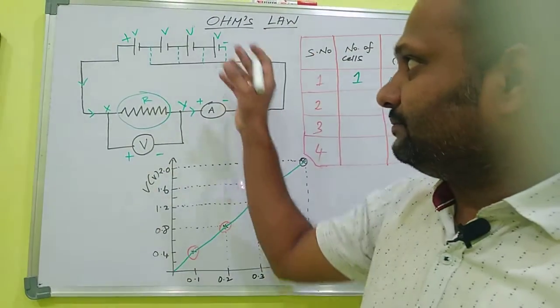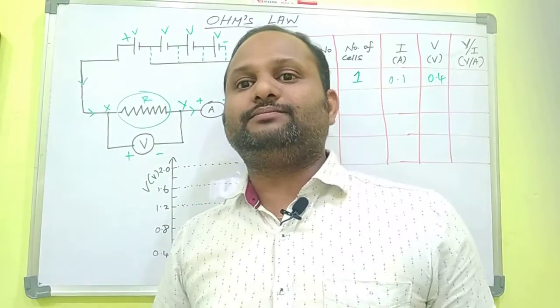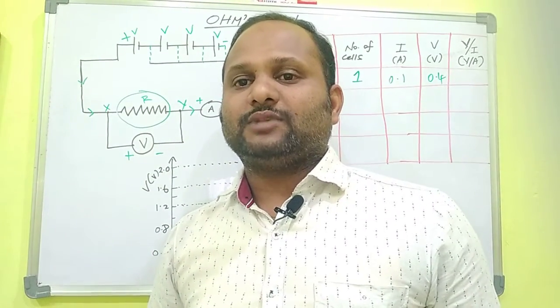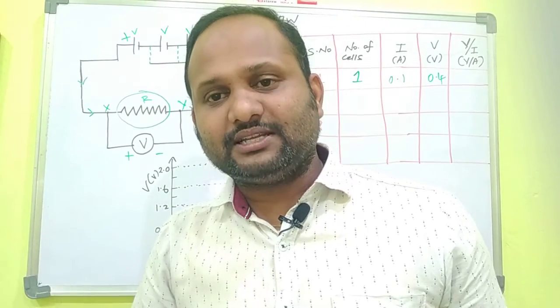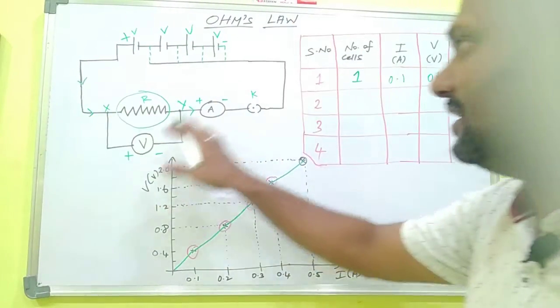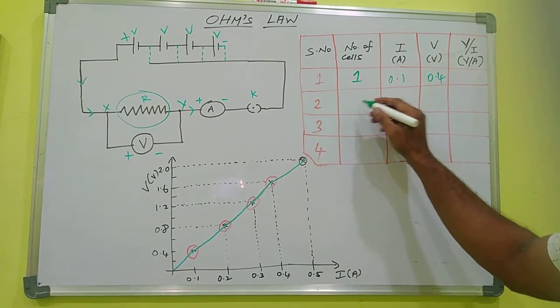Now we connect another 1.5 volt cell. Now the voltage is increased. Let us consider that the voltage passing through the circuit is now 0.8.